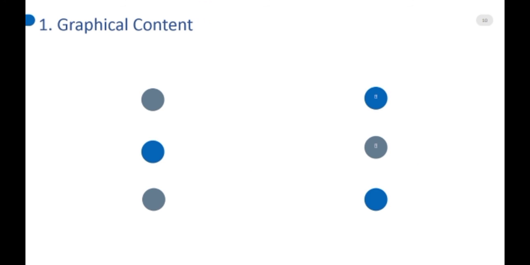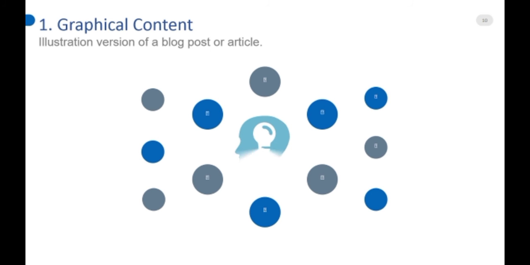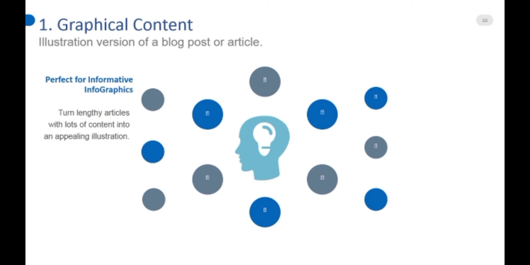So the first style is called the graphic content. So this is pretty simple, but it's an illustration version of a blog post or article. And this is perfect for informative infographics. You can basically turn lengthy articles with lots of content into an appealing illustration. So, like I said earlier, a picture is worth 1,000 words, or even in this case, it could be worth 10, 20, 30, 40 words.